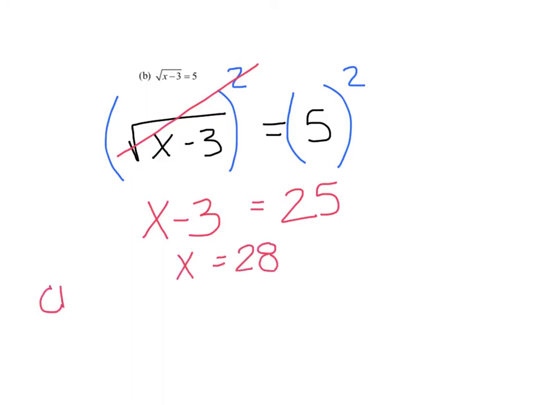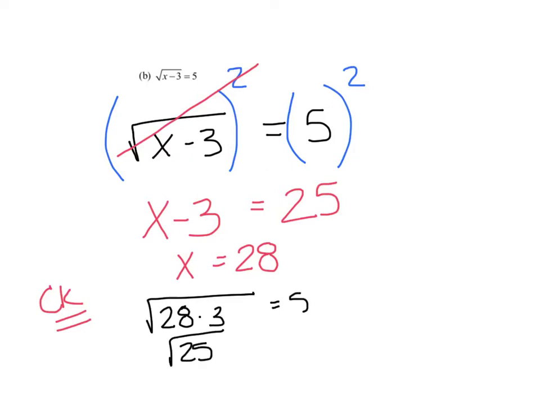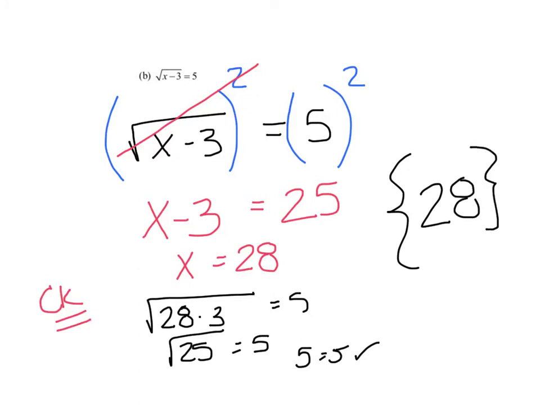Now remember, you have to check back in the original. So I'm going to say the square root of 28 minus 3 equals 5. That becomes the square root of 25, and 5 equals 5. Therefore, it checks, and the only solution is 28. Okay, remember, these are going to get in order of increasing difficulty, so they should be getting a little harder each time.